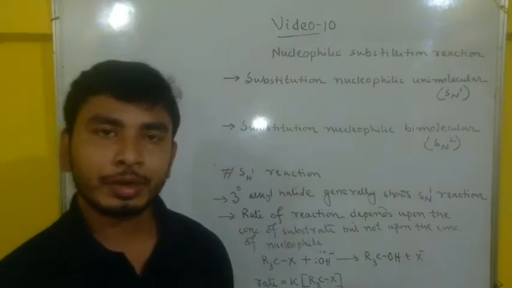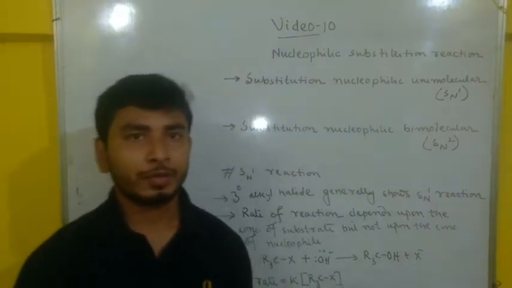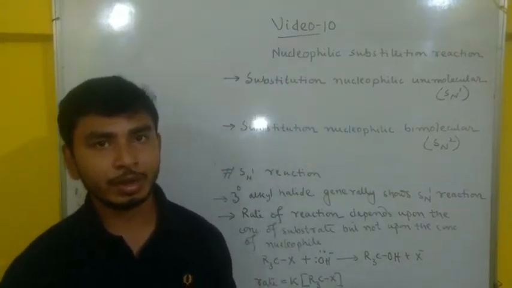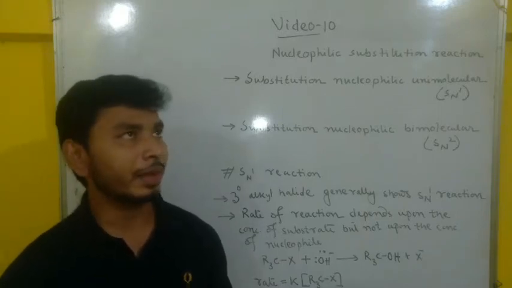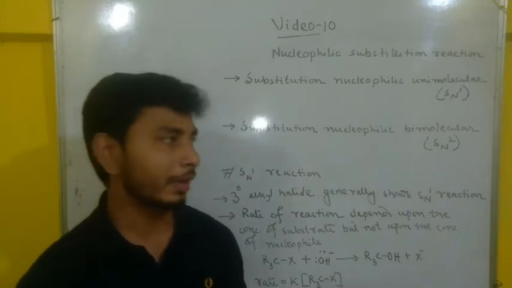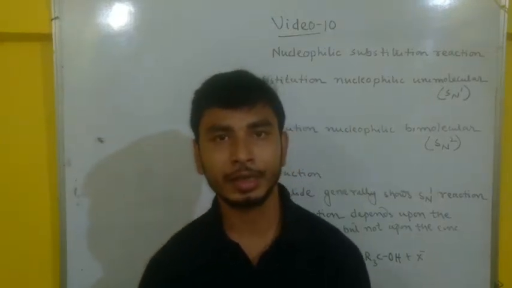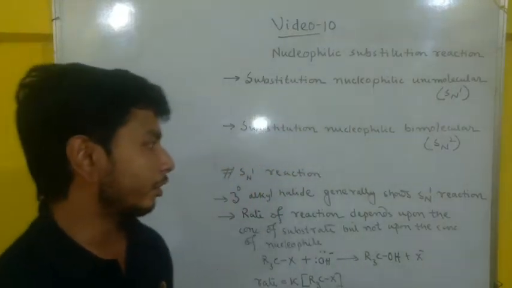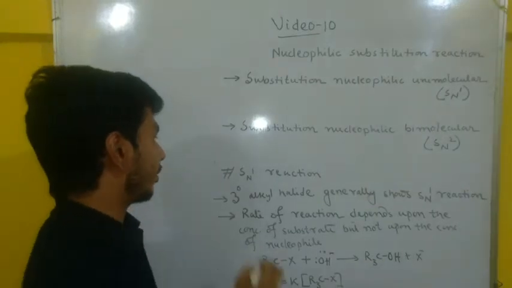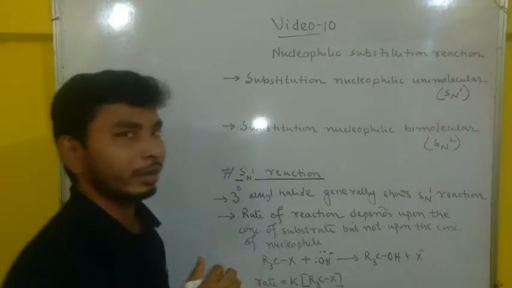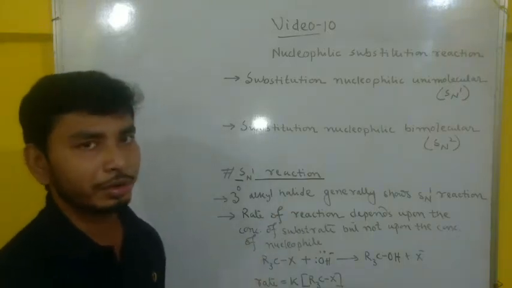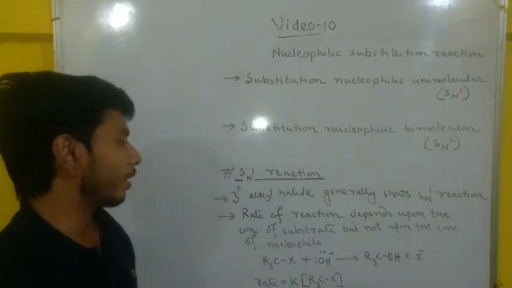The nucleophilic reaction is of two types. One is SN1, other is SN2. Now what do you mean by SN1 and what do you mean by SN2? We will discuss in details. Now we are discussing the SN1 reaction, that is substitution nucleophilic unimolecular reaction.